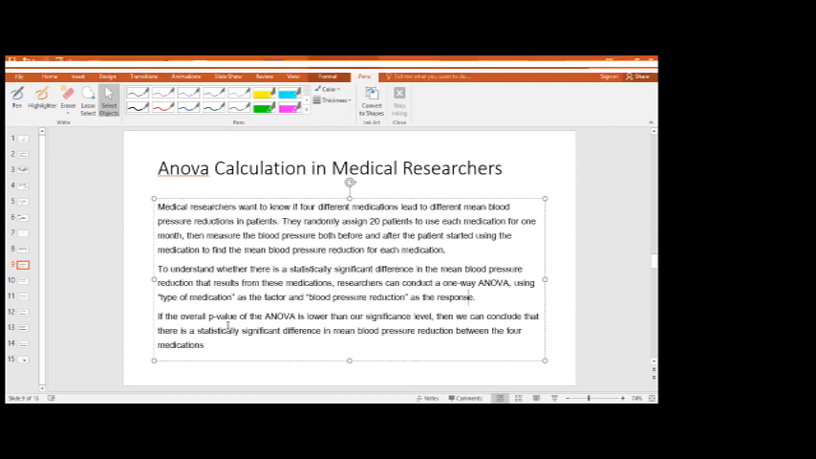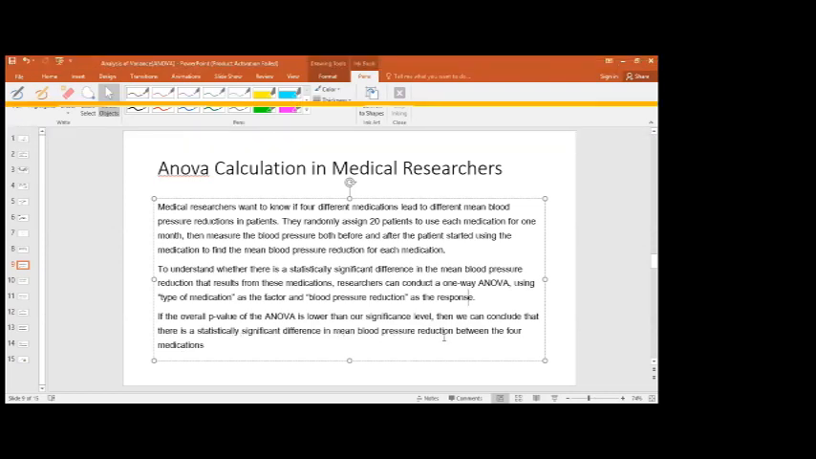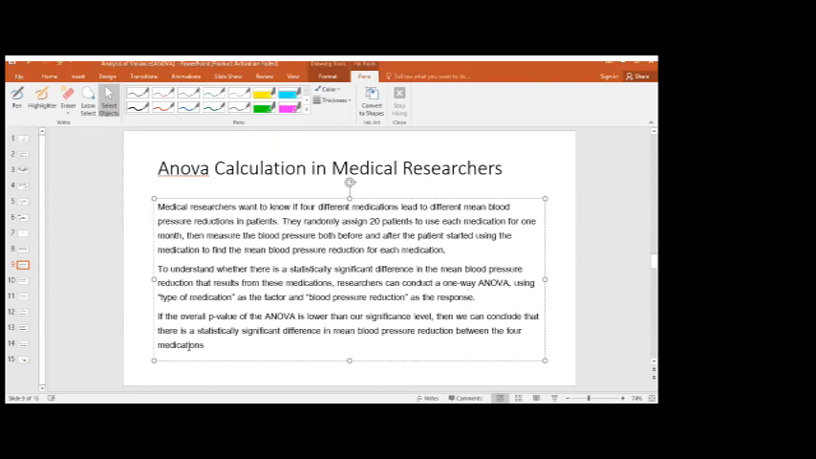So if the overall p-value of the ANOVA is lower than the significance level, then we can conclude that there is a statistically significant difference in mean blood pressure reduction between the four medications. So the important thing is p-value and level of significance. We just compare the p-value and level of significance. If the level of significance is less than the p-value, then H0 is not rejected, otherwise H0 will be rejected.